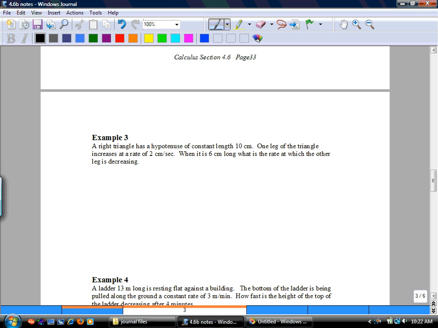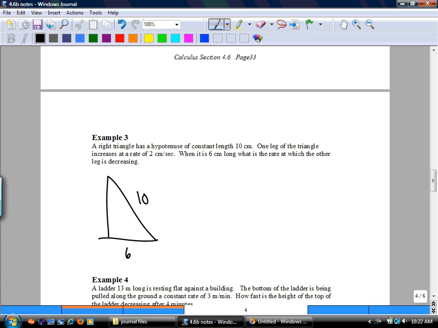A right triangle has a hypotenuse of constant length of 10 centimeters. One leg of the triangle increases at a rate of 2 centimeters per second. When it is 6 centimeters long, at what rate is the other leg decreasing? Okay, use Pythagoras, find the third side. 8. It's just a 3, 4, 5 triangle, all prettied up.